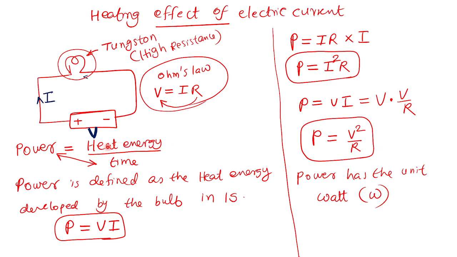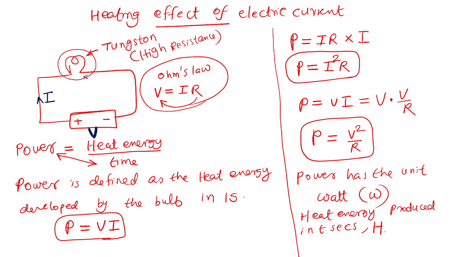So what is heat energy? Power into time. Heat energy is power into time. So heat energy, let me write in words. Heat energy produced in T seconds is denoted by H. This formula is given in the textbook.